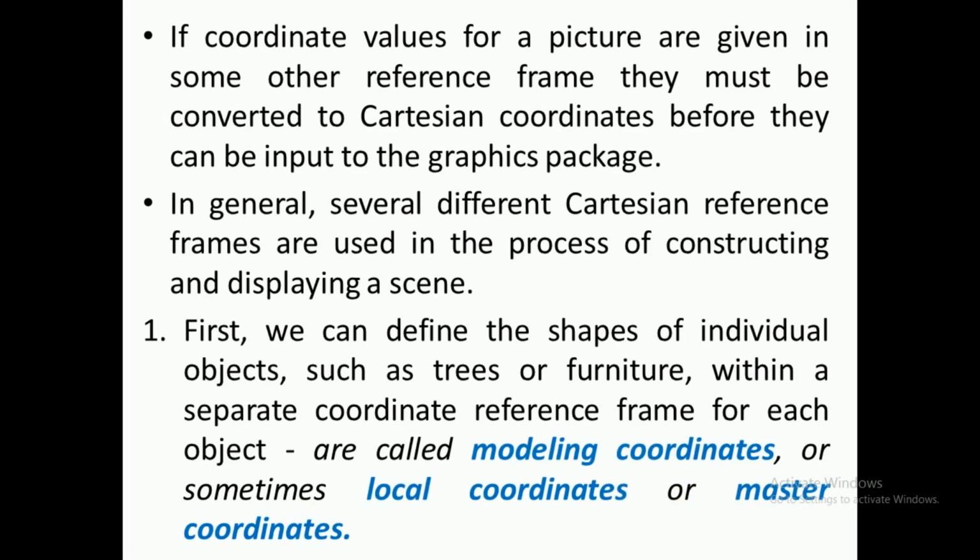Input is normally in modeling coordinates or local coordinates. Locally, I consider some reference (0, 0) here and draw the first wheel. Then for the next wheel I take a reference here and draw it. Next time I consider another reference and draw the handle, then the seat. Like this I give input separately. That is what local means: locally I have reference points for those objects.